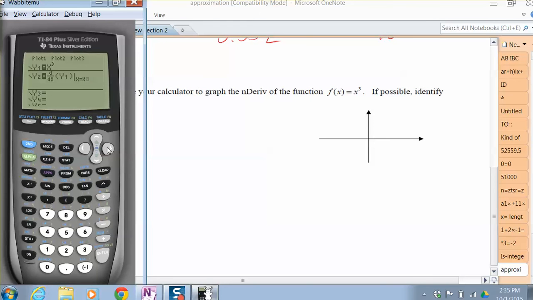So what you need to do is you actually need to type it in like that. d dx y1 at x equals x. Okay, now let's graph it. There's x cubed. And it's going to take a while because the calculator is actually calculating every single derivative in this window. And see how it graphs it like a parabola, which makes sense.